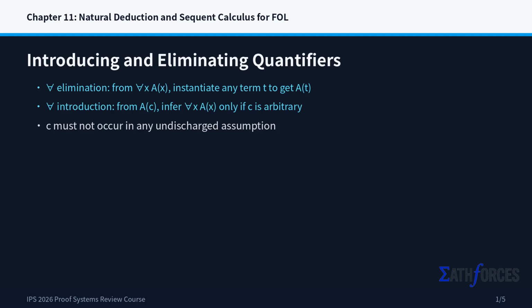Finally, we extend natural deduction to first-order logic. Universal elimination is straightforward. From for all x, A of x, instantiate any term t to get A of t. Universal introduction is more delicate. If you prove A of c for an arbitrary c, and c does not depend on any undischarged assumption, then you may conclude for all x, A of x. The arbitrary condition is essential, otherwise one special example would incorrectly prove a universal statement.